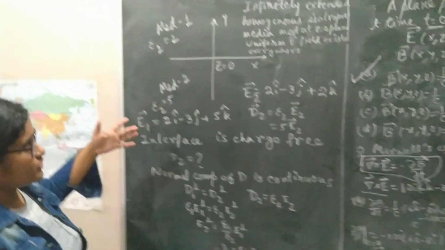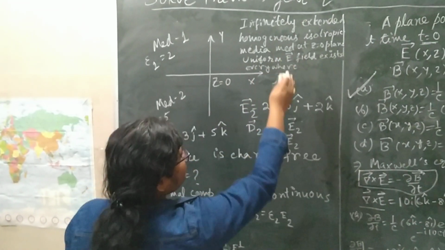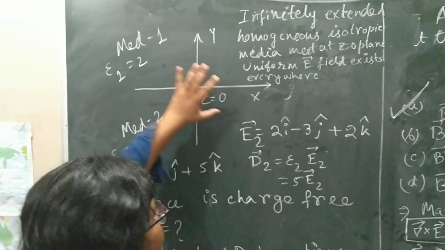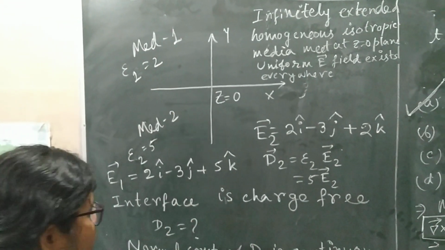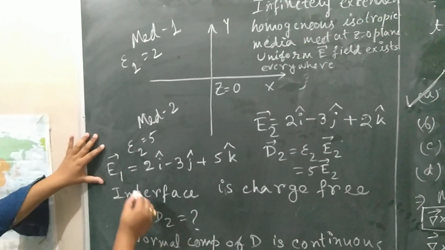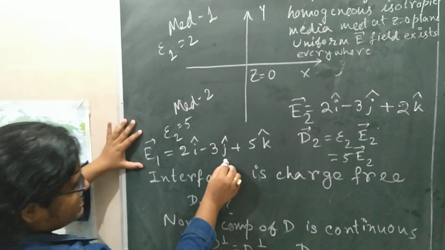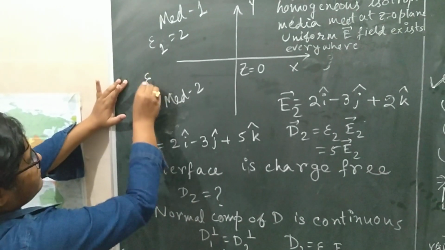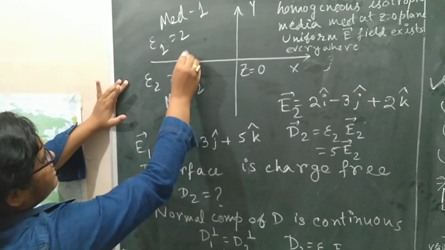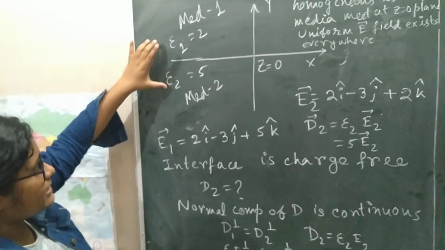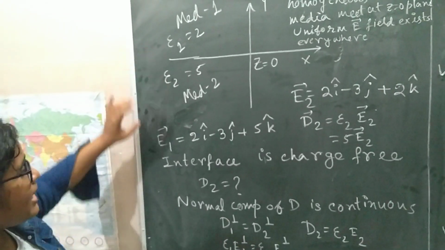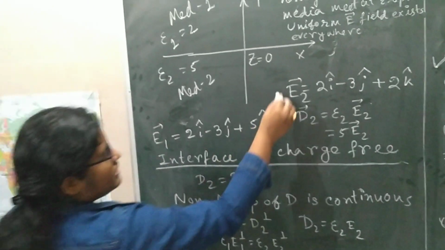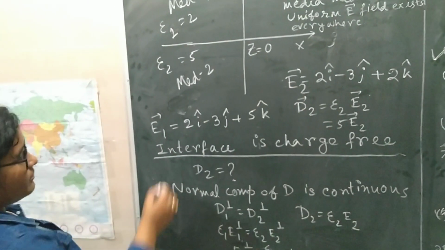Okay, now go to another question. Infinitely extended homogeneous isotropic media meet at the z equals 0 plane and a uniform electric field exists everywhere. The interface is charge free. The electric field is given as E1 equals 2i cap minus 3j cap plus 5k cap, and this is medium 1 and this is medium 2. Epsilon 2 equals 5 and epsilon 1 equals 2. The dielectric constants of the two media are given, and the most important thing is the interface is charge free, and you have to find the electric field in medium 2, because E1 is given.